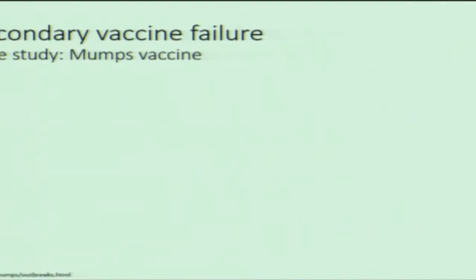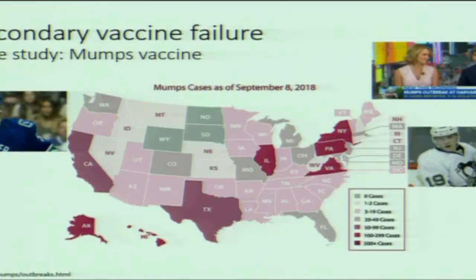So mumps vaccine is a great example of secondary vaccine failure in that it induces protective immunity for a certain amount of time, but we have now seen increasing outbreaks of mumps among college-age students, suggesting that the immunity has waned over time. So this is just a map of the United States from the CDC website from a few days ago, showing the mumps outbreaks that have been reported to CDC just in the last 9 months, and there have been hundreds of cases.